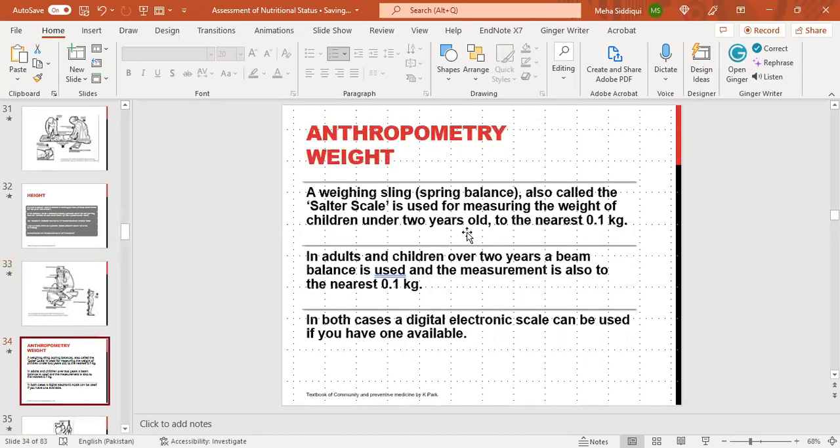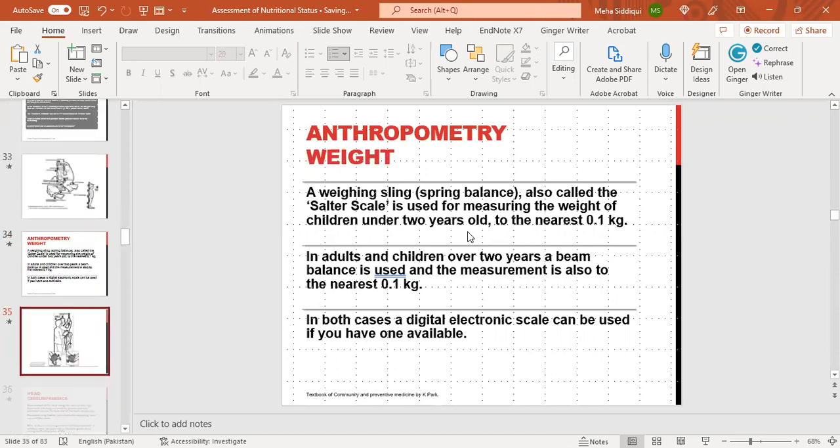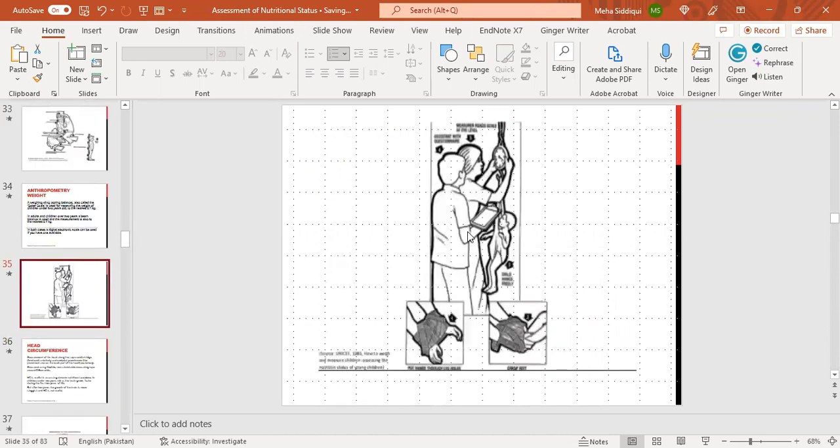Then comes anthropometric weight. A weighing sling, also called a Salter scale, is used for measuring the weight of children under 2 years old to the nearest 0.1 kg. In adults and children over 2 years, a beam balance is used and the measurement is also to the nearest 0.1 kg. In both cases, a digital electronic scale can be used if we have one available. So this is the picture showing the measurement of weight of a baby.